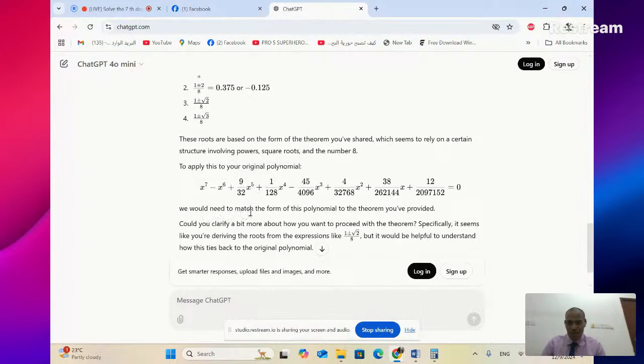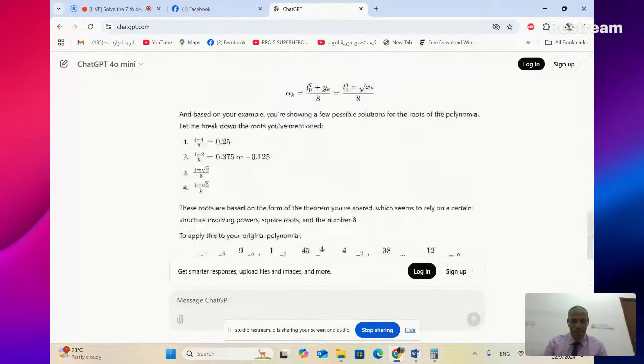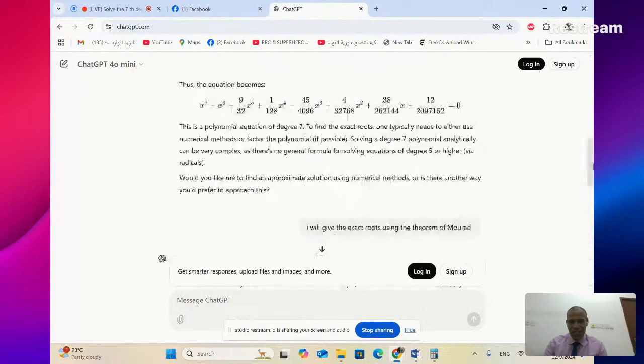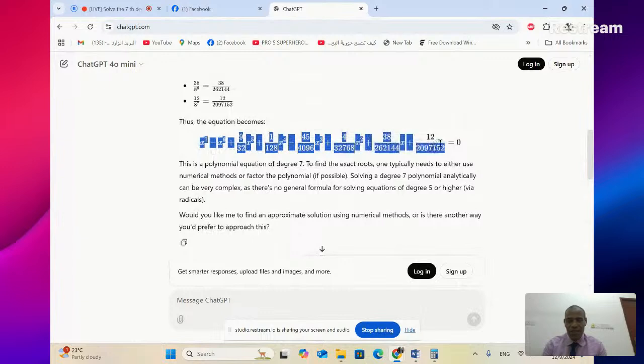You need to match the form of the polynomial to the theorem we have provided. So in general, AI can't solve this polynomial to the power 8, and I stumped it by giving it the roots, because we see from the beginning it said it is in fact very complex. Now I will go to another one.